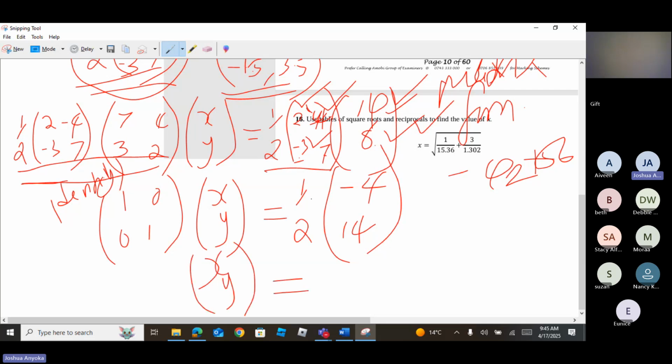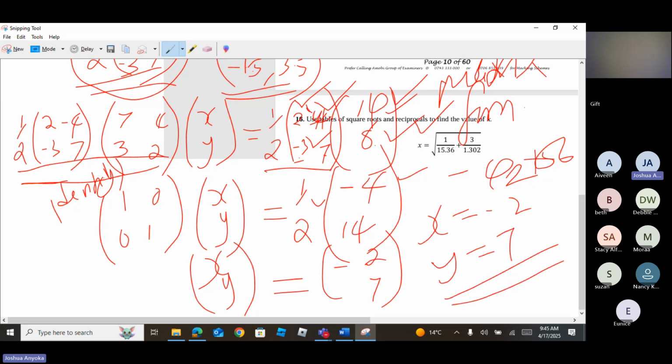Then xy, open a bracket, negative 2, and then 7. So the value of x is equal to negative 2. The value of y is equal to 7. Thus, we use the matrix method to solve simultaneous equations. Wonderful.